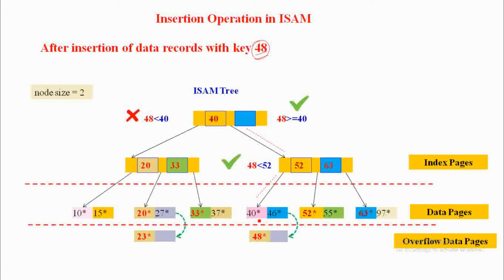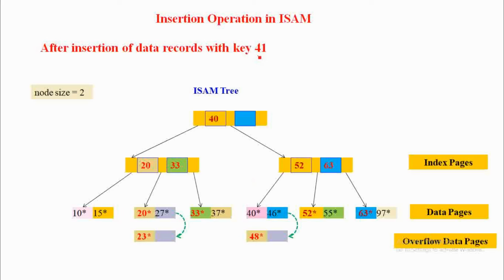So if you want to insert the record with search key value 41, the same process needs to be followed. Now the record with the search key value 41 will be inserted into the available space in the overflow page. Now if you try to insert the record with the search key value 42, then the same process needs to be followed. When we follow the process, we will reach this leaf node. Since there is no space in that, the process continues to its overflow page. In that overflow page there is also no space. That's why one more overflow page needs to be created. In that overflow page, now the record with the search key value 42 needs to be inserted.